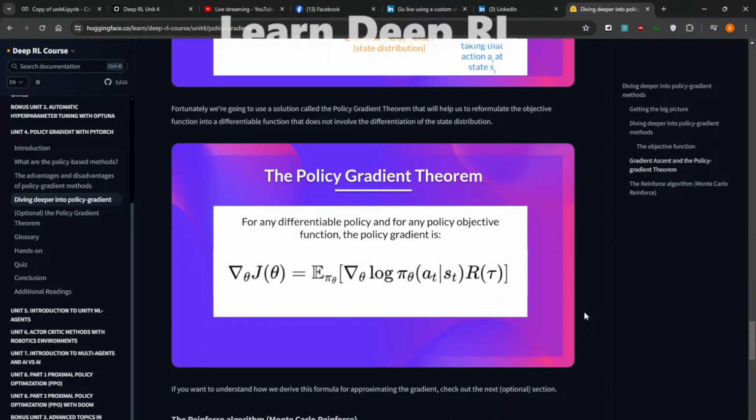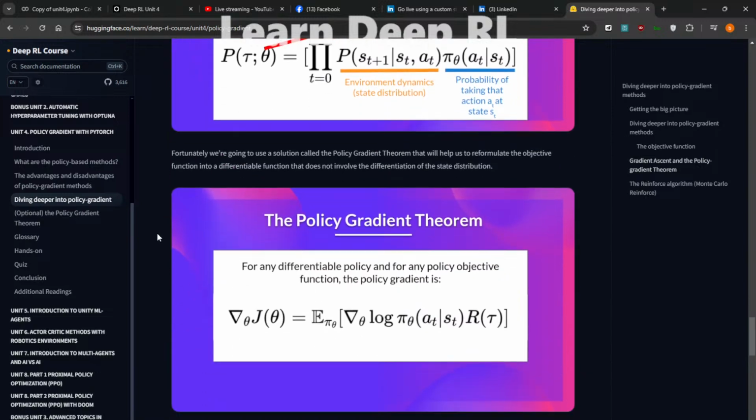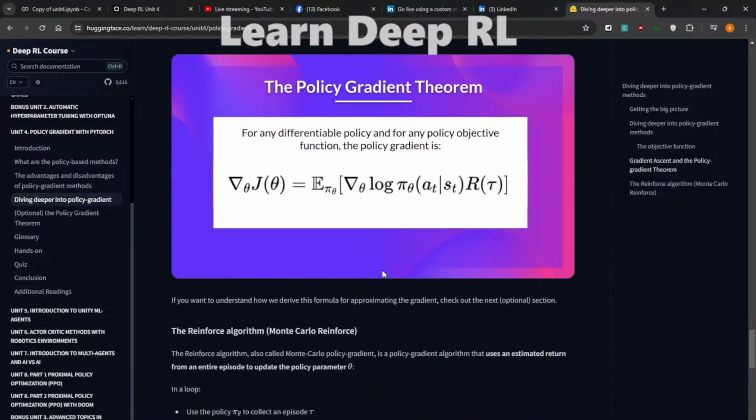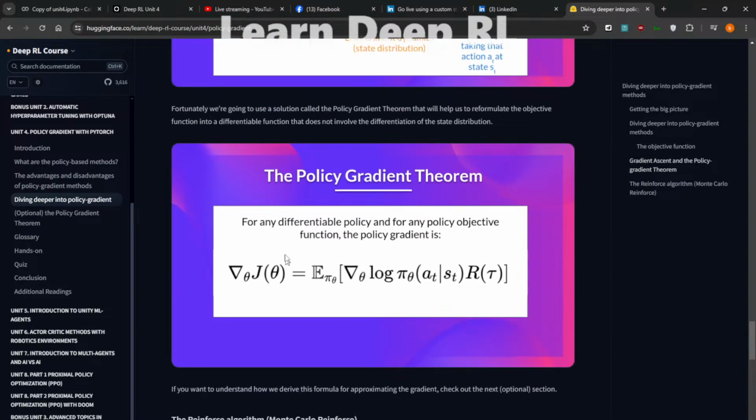So I will just rely on my understanding of the reinforcement learning package, library, for me to implement this. But if that's something you're interested in, go ahead and take a look at the course for a deeper dive on the definition and what actually is the formula.